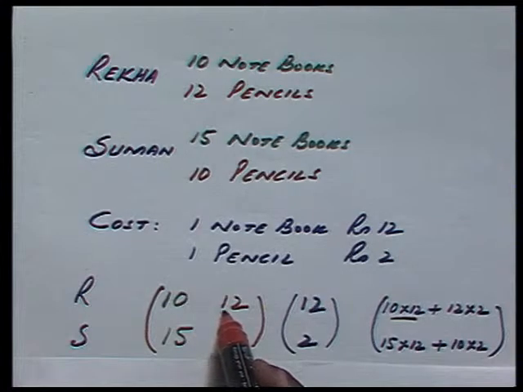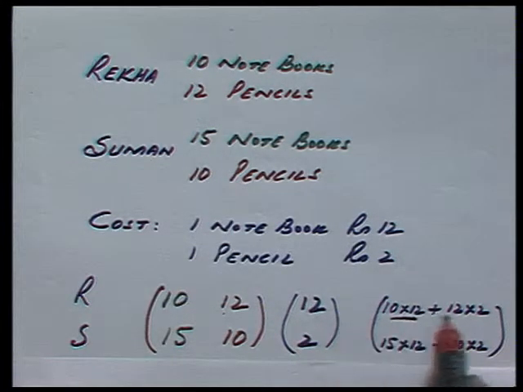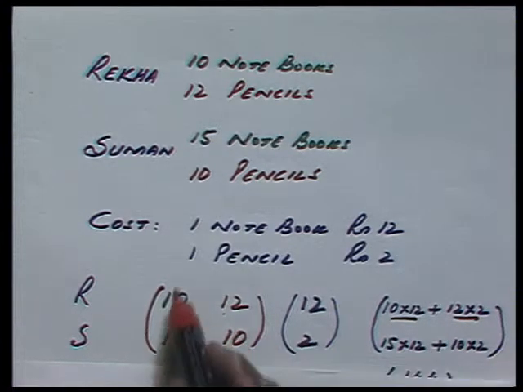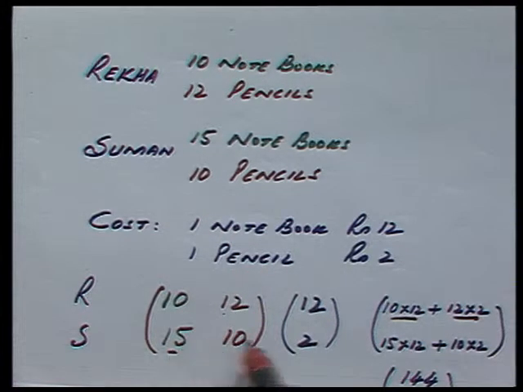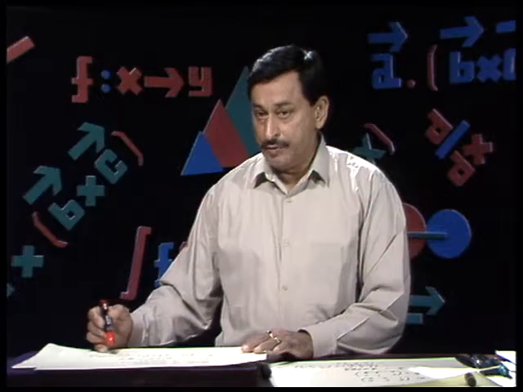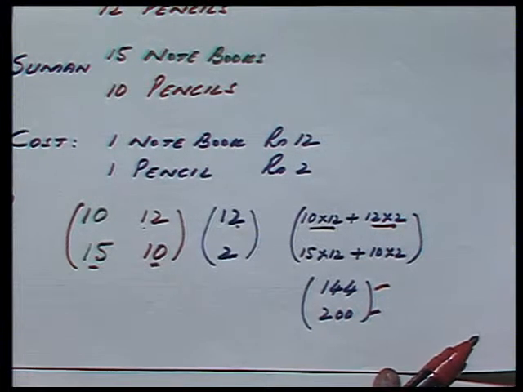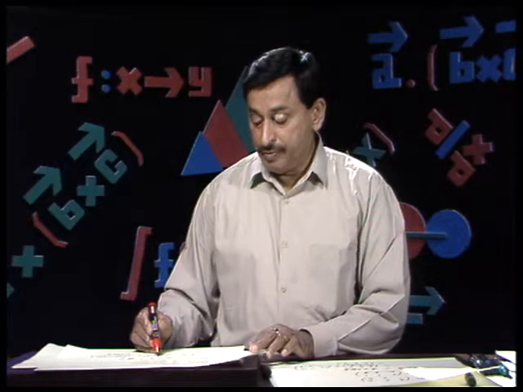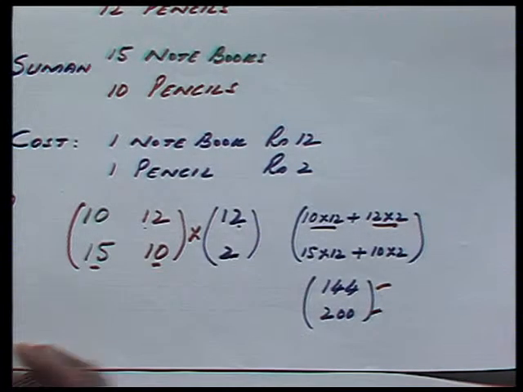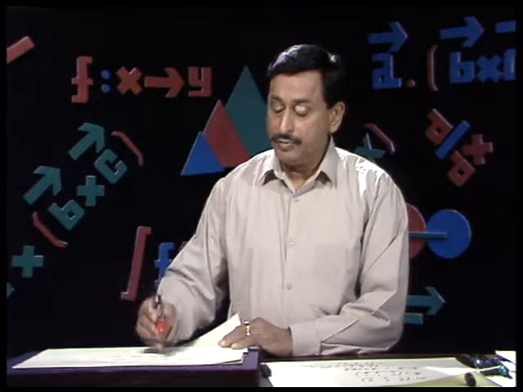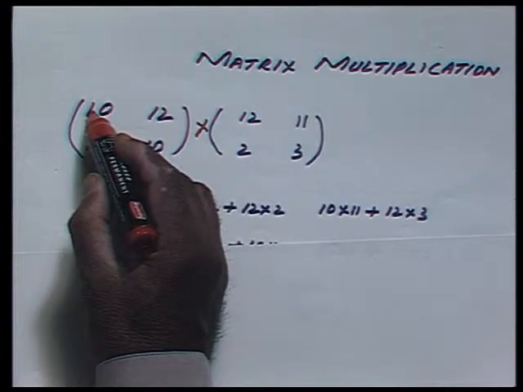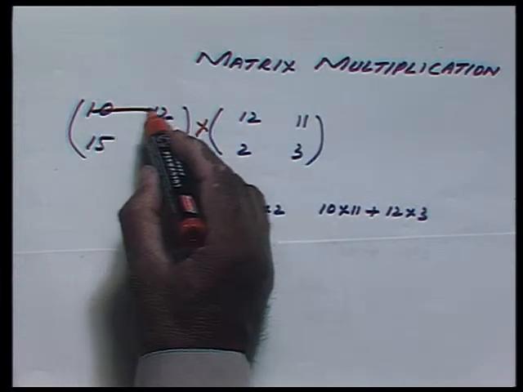Rekha will spend for 10 notebooks times 12, so many rupees on notebooks, on pencils, 12 pencils at the rate of 2, this much. In case of Suman, 15 and 10 means she will be spending this money. So the respective amount spent by the two of them is 144 rupees and 200 rupees. This is an indication where we are trying to multiply the two matrices and getting the result.